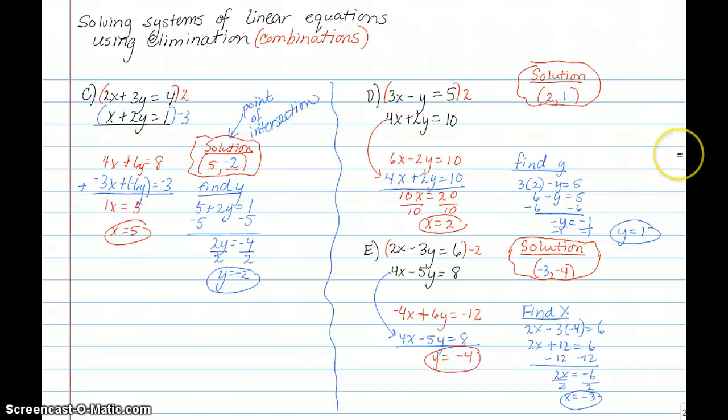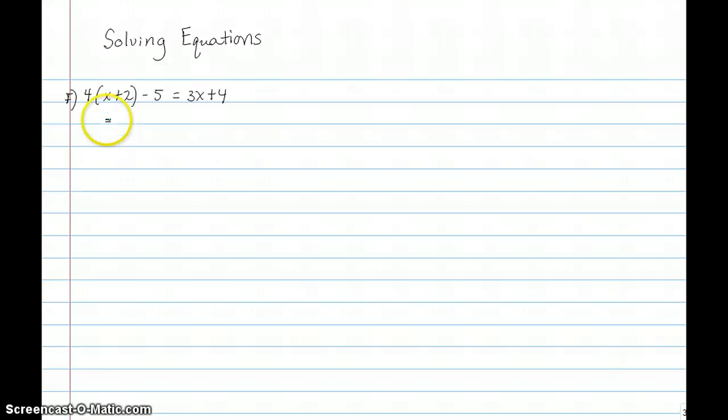Okay, we're going to do two solving of equation problems, a little bit just to remind you. So we're going to have one that I show you and then one that you do. Okay, so you've got 4 times in parentheses x plus 2 minus 5 equals 3x plus 1.